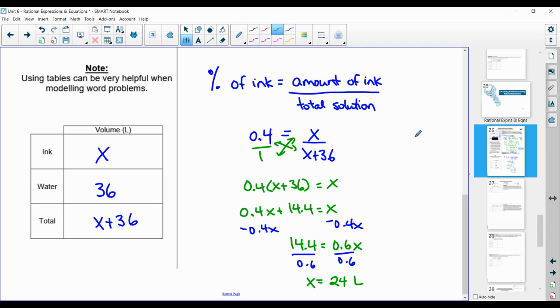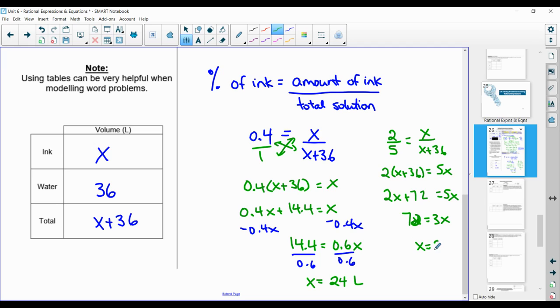Now, another way that you could do this question is, instead of writing 0.4, you could write it as a fraction, which is 2 over 5. We'd have 2 over 5 equals X over X plus 36. Same thing, cross-multiply. We'd have 2 times X plus 36 equals 5X. That would give me 2X plus 72 equals 5X. 5X minus 2X is 3X, so I'd have 72 equals 3X. And when I divide by 3, X would also be 24. So whether you write your 40% as a decimal or as a fraction, you should still get the same answer.